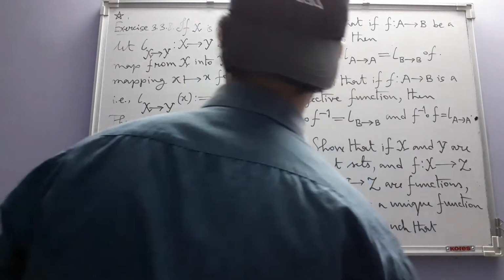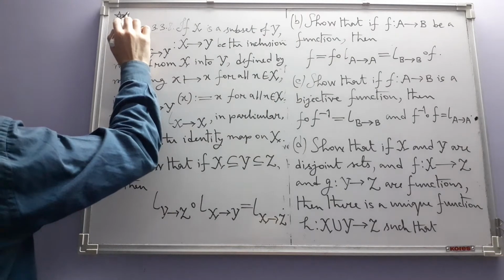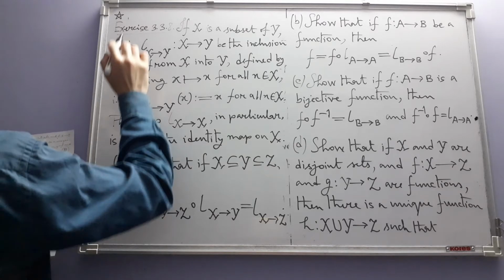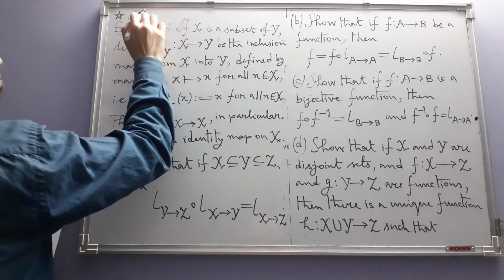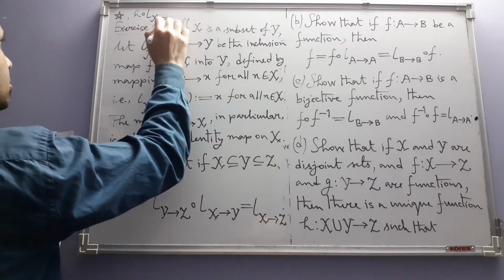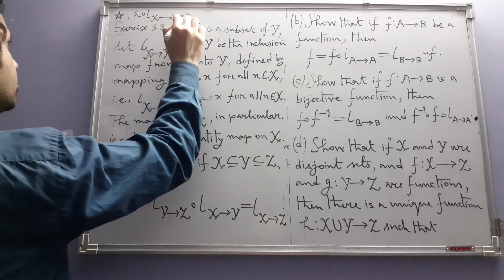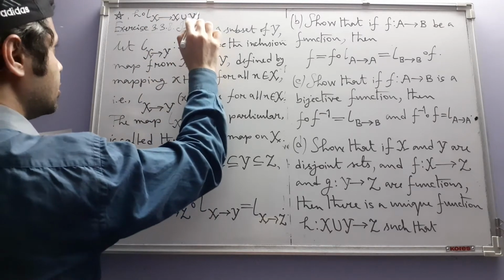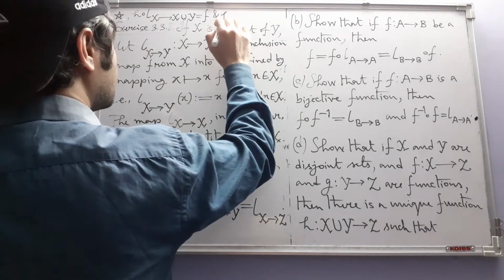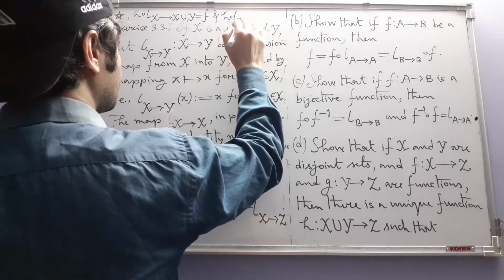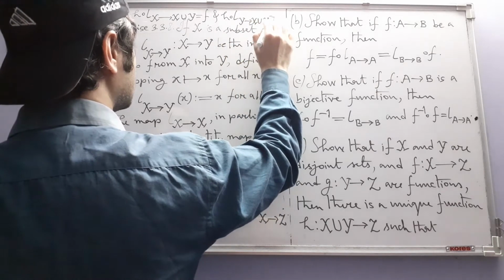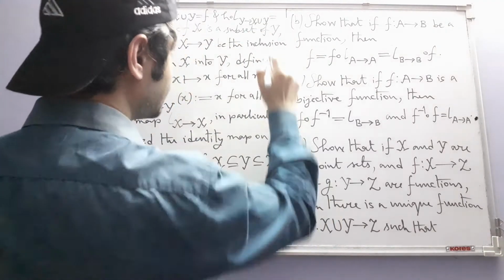Let me write it here, okay, such that H composition inclusion map from X into X union Y is equal to F, and H composition inclusion map from Y into X union Y is equal to, what is that other map? G.